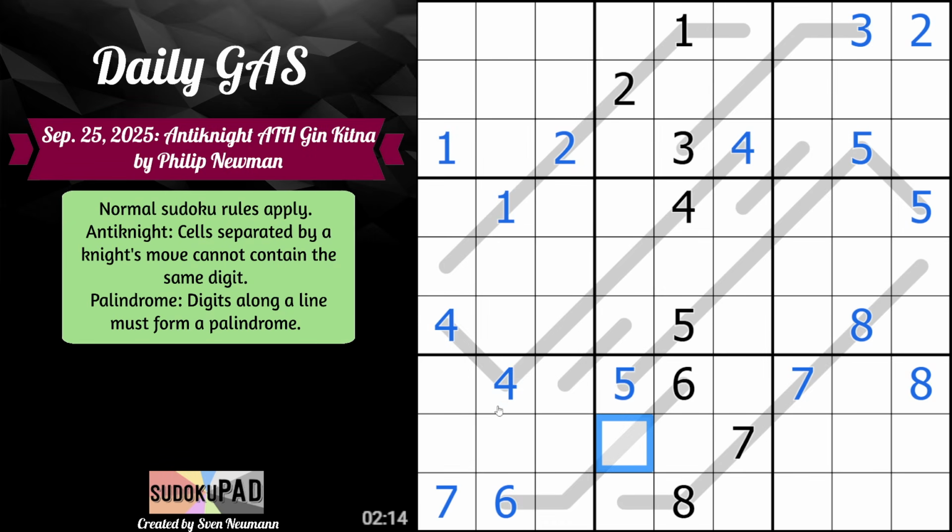4 then, can 4 go here? For a few reasons, no. Knight's move and Sudoku would break it because of the palindrome, so you end up with 4 down here, which places 4 here. 5 does the same thing. 5 will end up here, which also places it over here.